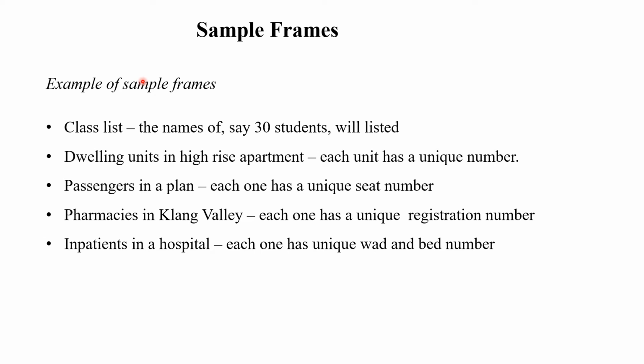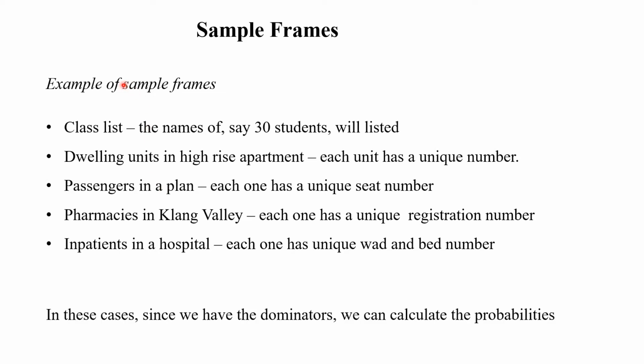So you want to select one passenger from the plane. We know how many passengers are in the plane. Let's say there are 200 passengers. Selecting one passenger from there, the probability is 1 over 200, and so on. So that's a sample frame, right? In these cases, since we know the denominators, we can calculate the probabilities. That is an important feature of probability sampling. You must have a sample frame, right?